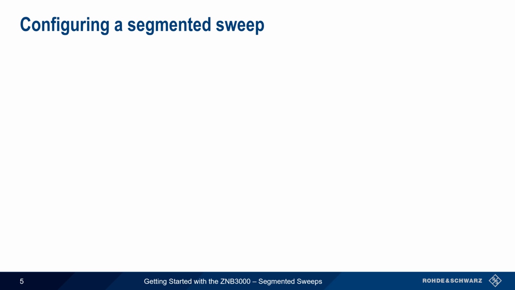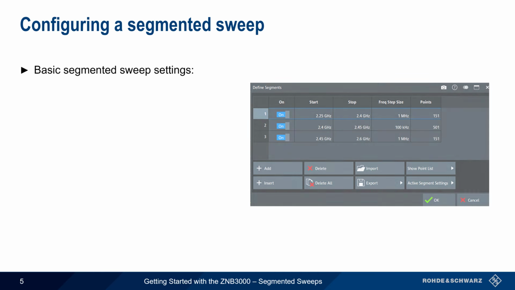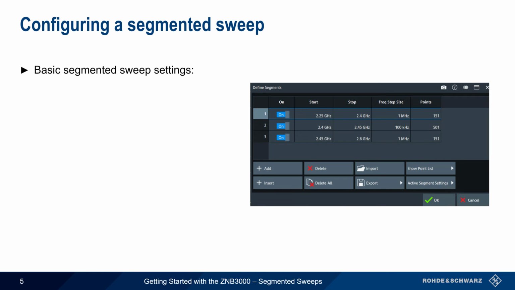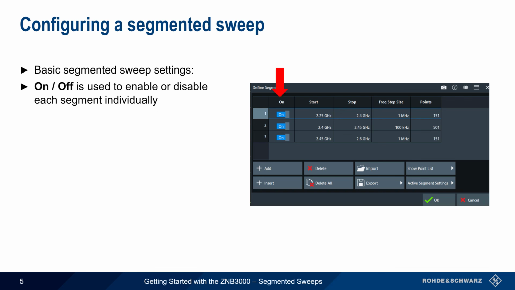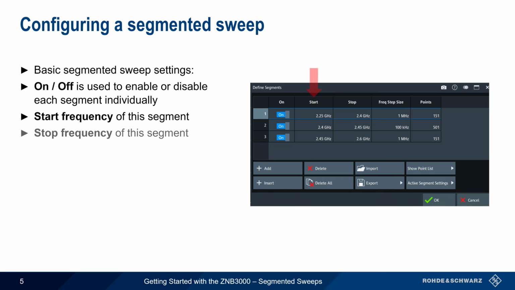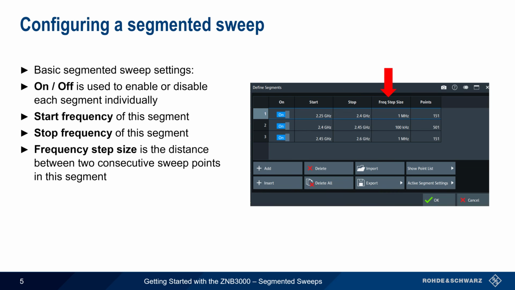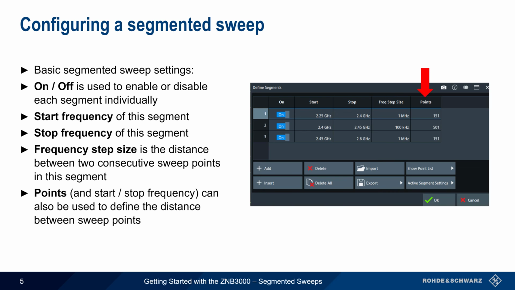Let's now look at how segments are defined. By default, there are 4 columns in the Define Segments table. On-off enables or disables a particular segment, and start frequency and stop frequency are the lower and upper limits for the given segment. The distance between sweep points is set using frequency step size, but this can also be defined by points and the start and stop frequencies. Note that for a given frequency range, changing the frequency step size will change the number of points, and vice versa.